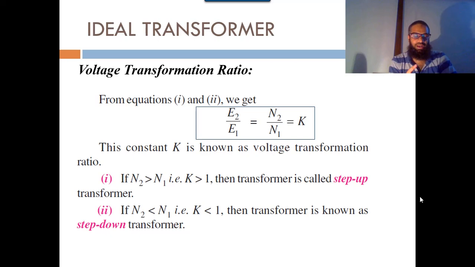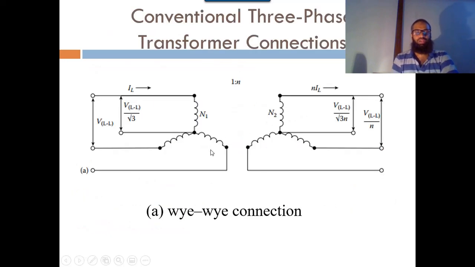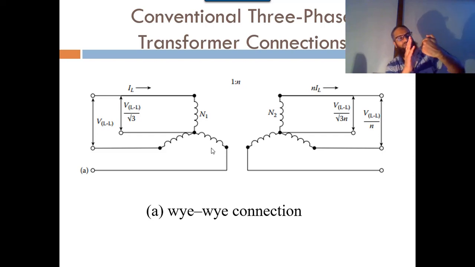But if the secondary side number of turns is lower than the primary side, then the K value is less than 1, and it is a step down transformer. So in power systems we have two different connections: Y connection or delta connection. In the transformer we have two circuits, the primary side circuit and the secondary side circuit. For both, we can have Y-Y connection, delta-delta connection, Y-delta connection, or delta-Y connection. So there are four different types of transformer based on the connection methodology.